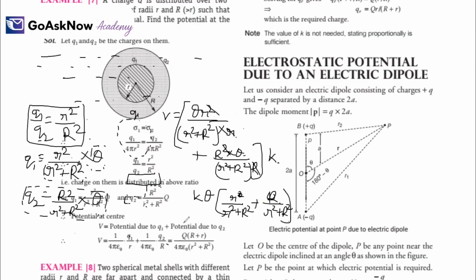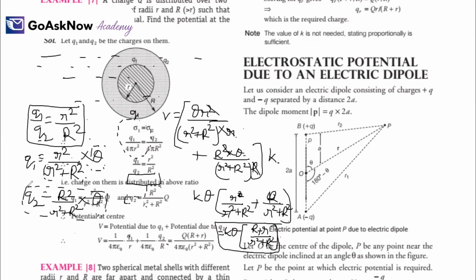After opening it, you will get it equal to k capital Q into small r plus capital R upon small r square plus capital R square. This is the final expression for what? Potential at the center. So potential at the center is due to both surface charges Q1 and Q2. I hope that you got this problem. So let's move forward and see the next example.